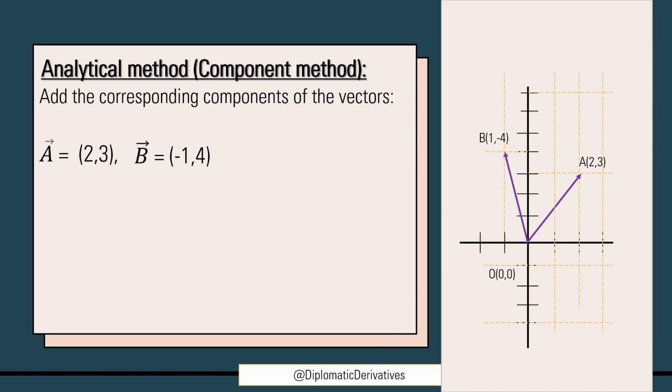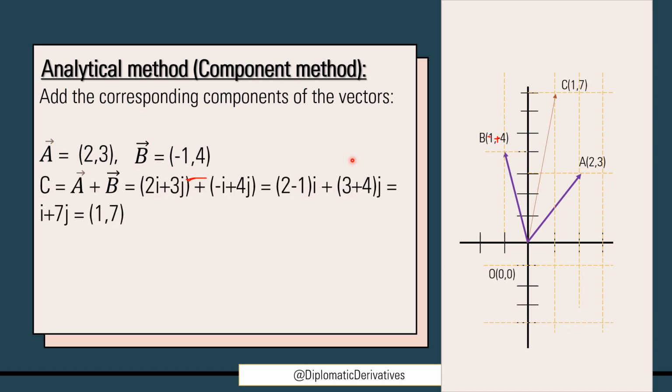Here there's just a slight mistake. Point B is minus 1 and 4. Here I wrote 1 and 4, but it's basically minus 1 and plus 4. So this is minus 1 on the x-axis and 4 on the y-axis. That's the second vector. Now, how do we add them? C is equal to A plus B. Writing the points in vector notation: 2i plus 3j plus minus i plus 4j. So what do you do?